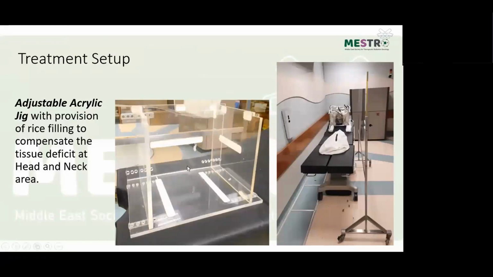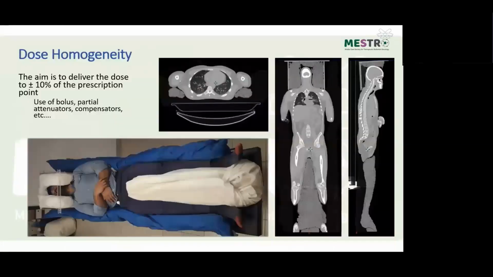So there is a simple acrylic sheet which is adjustable in terms of variation in thickness. And here you can see the pockets. It's just a bag with different pockets. One is at the head side and two are at the lateral sides, and we can put the rice into them. The beauty of these bags is that when you do the CT, you can see a very uniform compensation of the tissue deficit at the head and neck area.